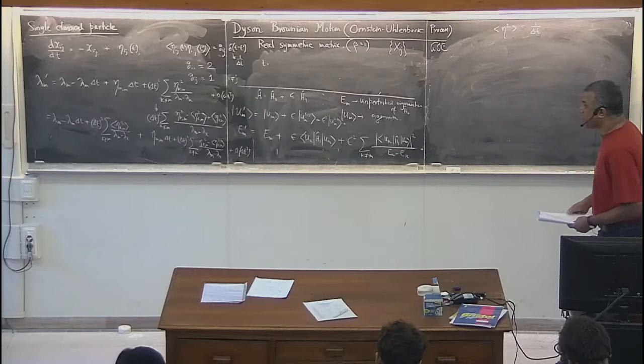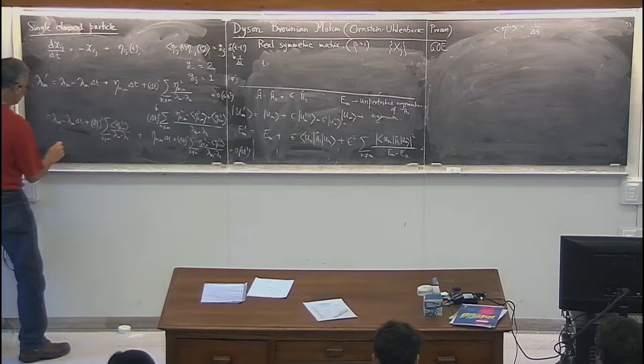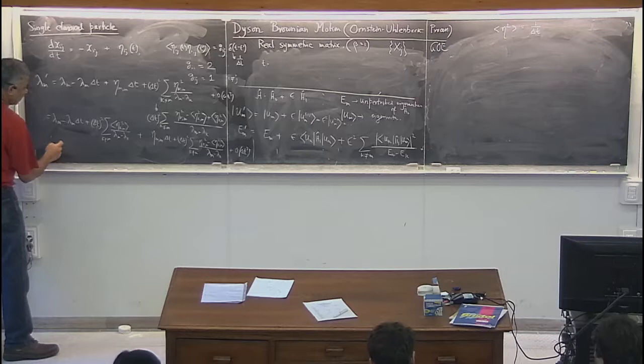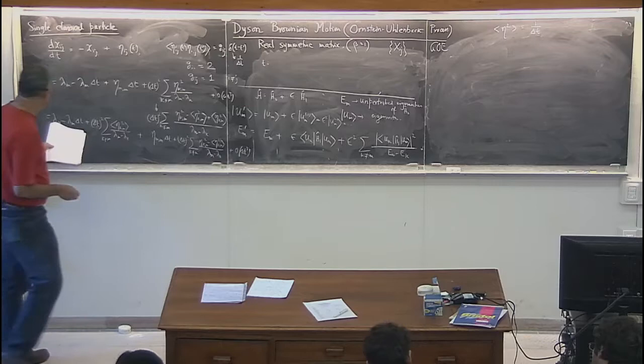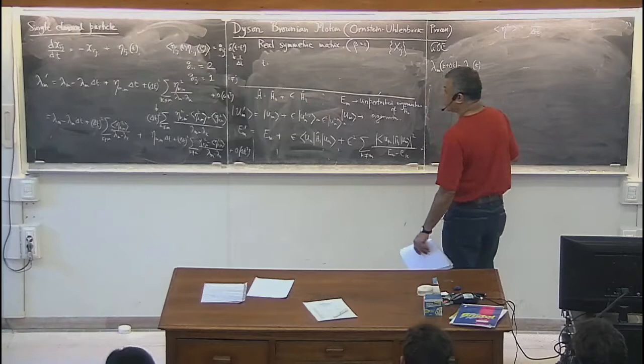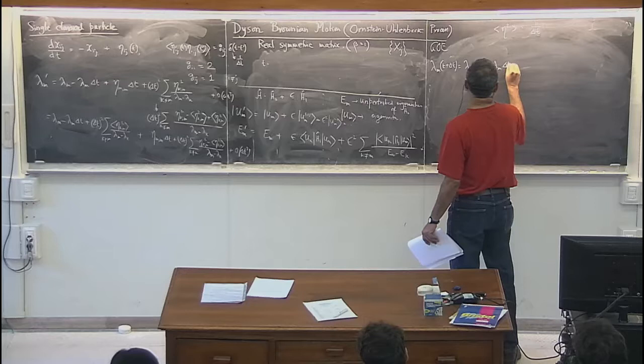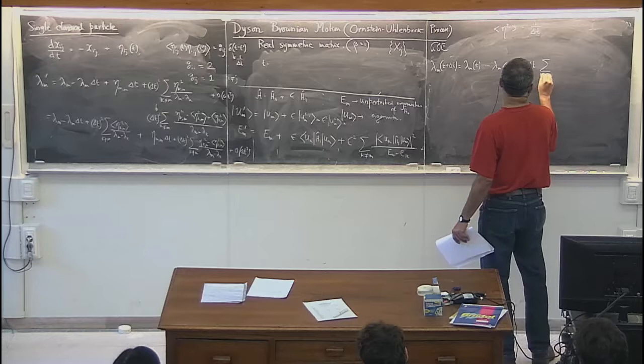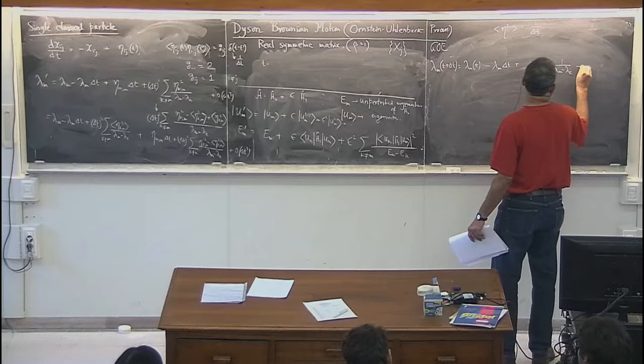So therefore, we have seen that when k is not equal to m, the variance of this off-diagonal element is actually 1 over delta t. And therefore what you have is lambda_m at time t plus delta t equals lambda_m at time t, minus lambda_m delta t, plus delta t times the sum over k not equal to m, plus a sort of noise term.